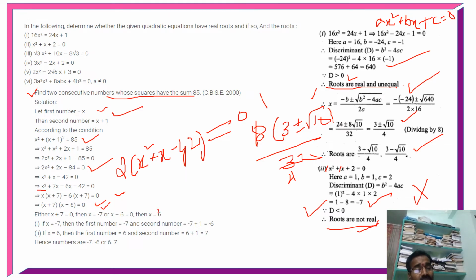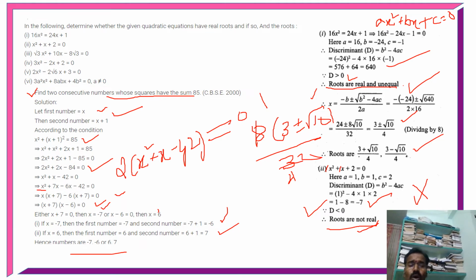So if one number is −7, the other number is −7 + 1, which is −6. If they don't say anything and just say consecutive numbers, negative numbers we should also take. Any real number we can take. But if they mention positive, only positive we will take, students. So read the question and condition very well while answering. If x is equal to 6, then the first number is 6 and the second number is 7. In this way we will find unknown numbers.